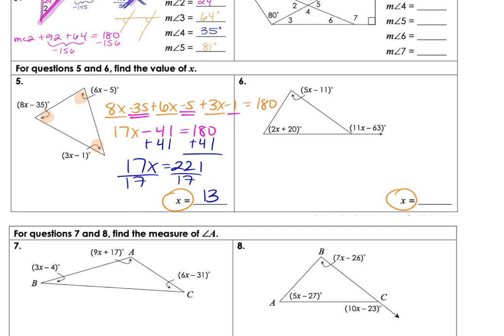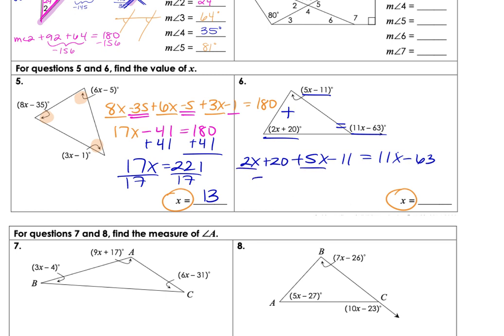Yes. So the two interior angles that are not touching the exterior one that you have are going to get added together, and then you'll set it equal to the outside angle by itself, okay? So you're going to go 2x plus 20 plus 5x minus 11 equals 11x minus 63. I promise there is one like this on your test, so make sure you remember when it's an exterior, you're adding the interiors together and setting it equal to the exterior.